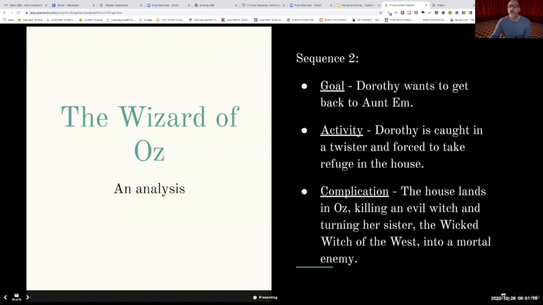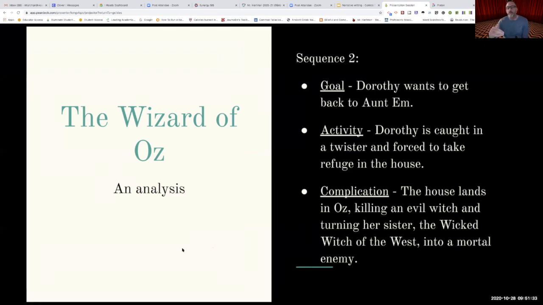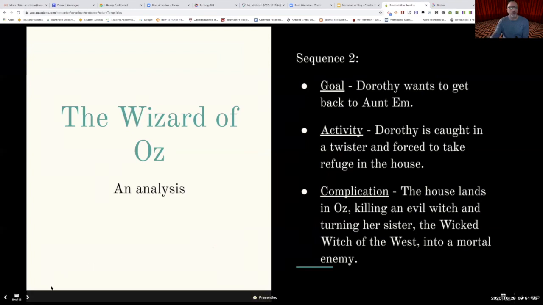Dorothy wants to get back to Aunt Em. The activity is Dorothy gets caught in a twister, so she's forced to take refuge in the house. And the complication, which we'll take a look at tomorrow, is the house lands in Oz, killing an evil witch and turning her sister, the Wicked Witch of the West, into a mortal enemy. So you can see how there was a goal, and then an activity, and then a complication.